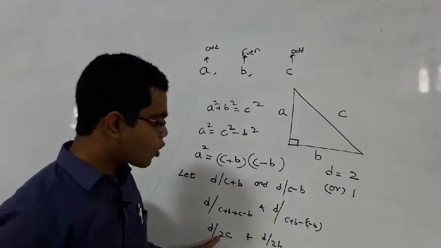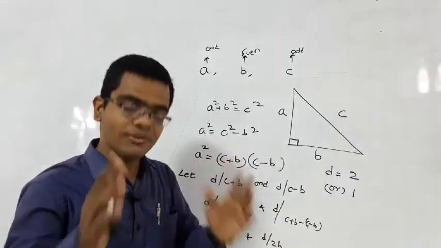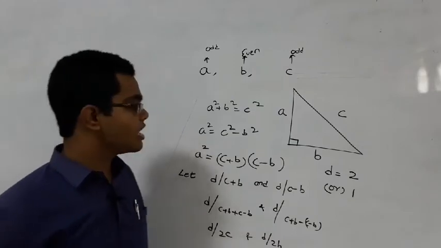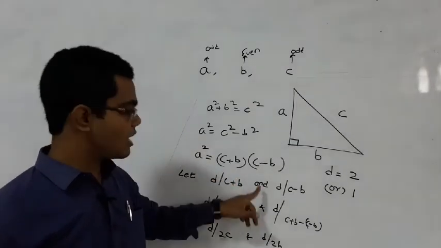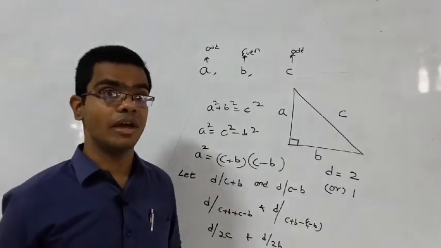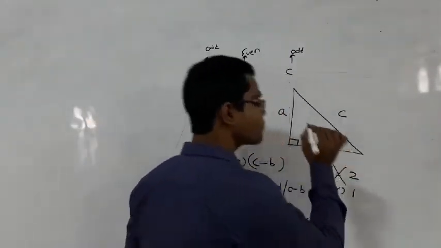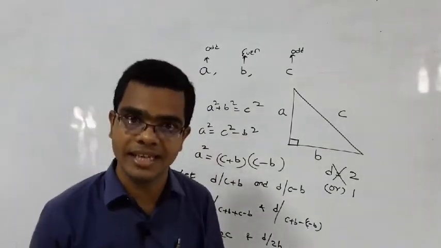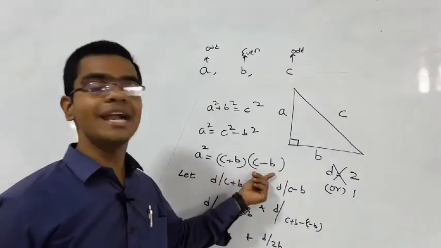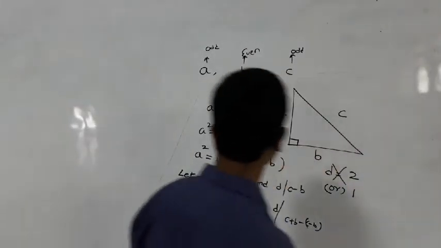Now D is a common factor for 2C and 2B. Can D be 2? If 2 divides C plus B and 2 divides C minus B, that means 2 also should divide A square. But according to our assumption, A square is an odd number. So D cannot be 2. That means D has to be 1. That means if C and B are relatively prime, then C plus B and C minus B are also relatively prime. Very good conclusion we have got again.